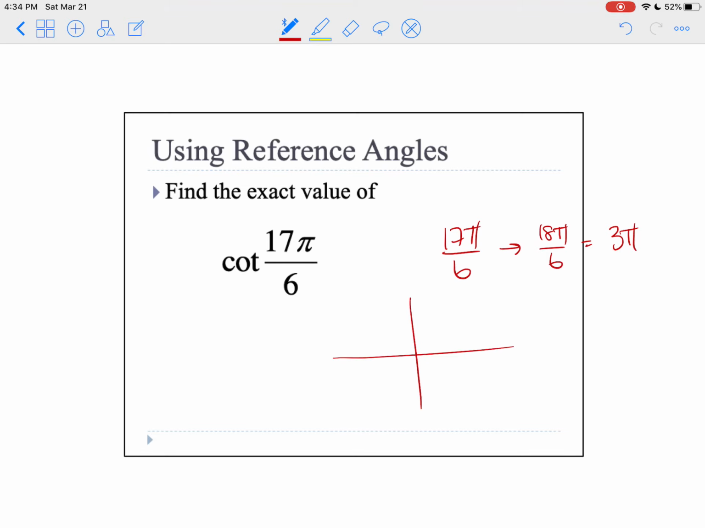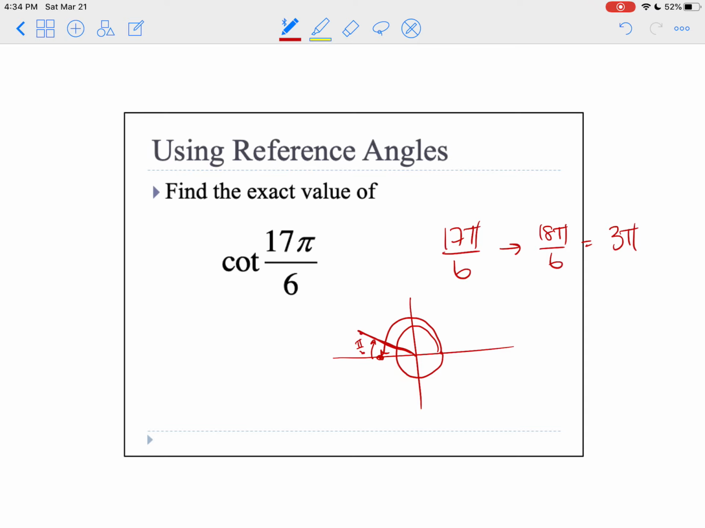But I have to be careful with this one, because when I think about my circle going around, right, we have 2 pi and then another pi actually brings me over here into the second quadrant, or the negative x-axis. And again, I'm pi over 6 short of 3 pi. So it's this angle right here. This is the pi over 6.